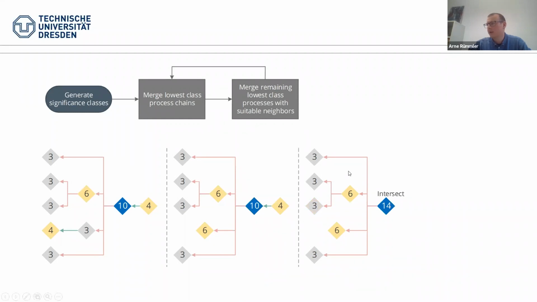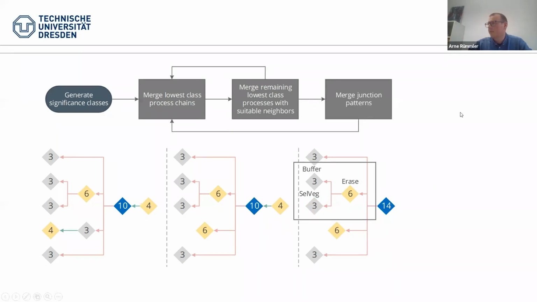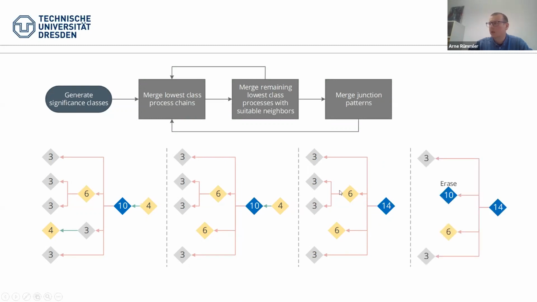We now don't find any chains, and we also do not find any process pairs that are able to merge. So we start merging our junction patterns, and we start by merging the inner junction. So in this case, this is buffer, select vegetation, and erase. Just 3 processes that in the next step are getting merged to a new process, which is called erase again, and it has a significance of 10.